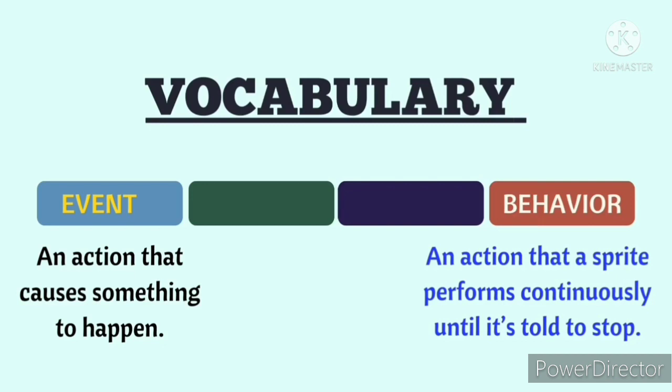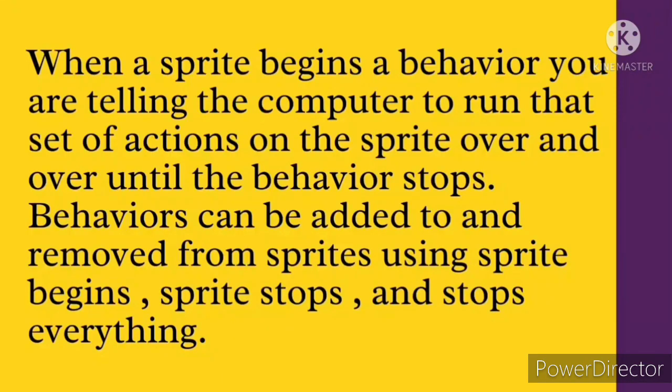These are some of the terms we are going to be making use of in this lesson, and it is important to take note of them because they apply to what we'll be learning in the Code Studio. When a sprite begins a behavior, you are telling the computer to run that set of actions on the sprite over and over until the behavior stops. Behaviors can be added to and removed from sprites using sprite begins, sprite stops, and stops everything.